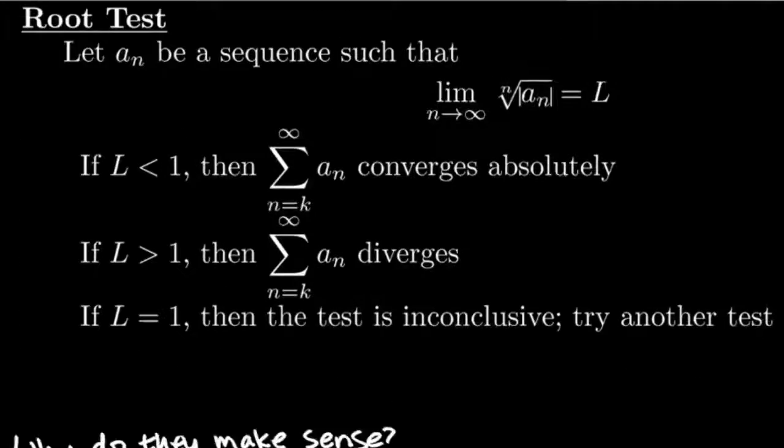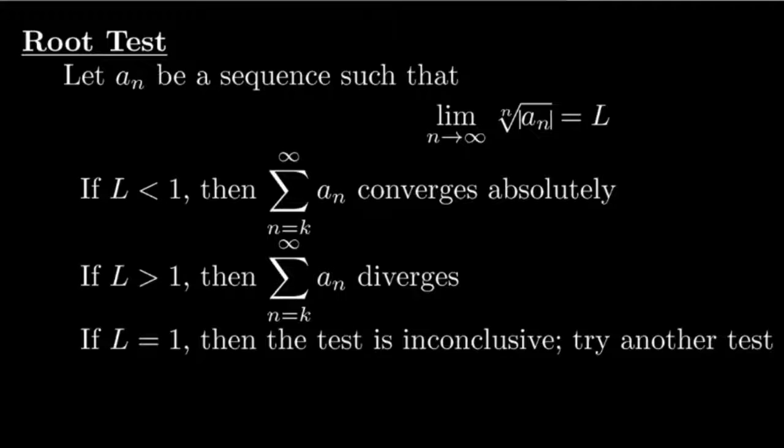So the root test is kind of similar, except we're taking the nth root of the absolute value of some sequence. Again, looking at that limit. And if the limit is, again, less than 1, it converges absolutely. Greater than 1, it diverges. Equals 1, we don't know, so try something else.